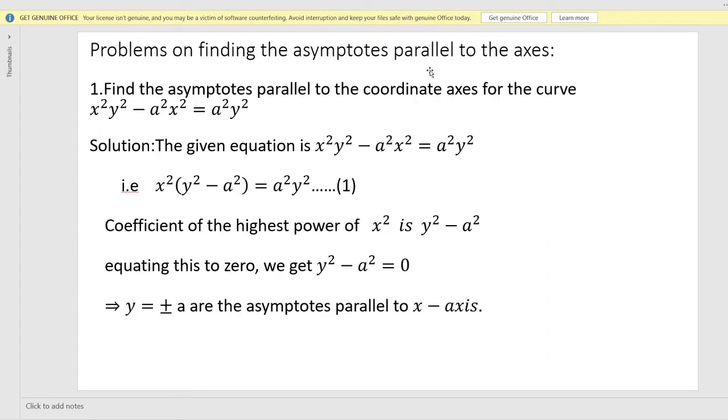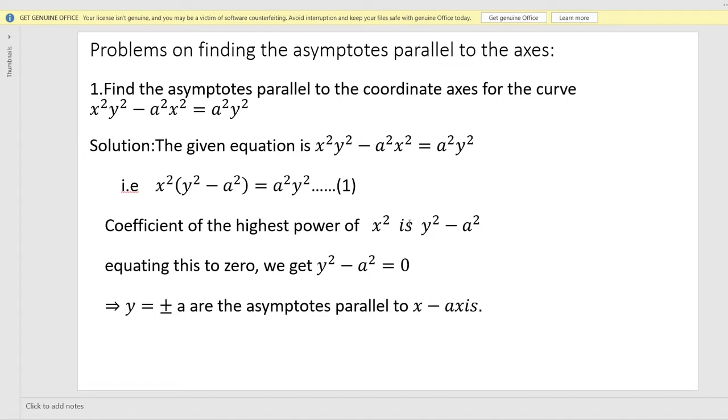Next, problems on finding the asymptotes parallel to the axis. Find the asymptotes parallel to the coordinate axis for the curve x²y² − a²y² = a²x². The given equation is x²y² − a²x² = a²y², right? Here we can take x² as common. We have x²(y² − a²) = a²y². The coefficient of the highest power of x is y² − a². So equate that to 0: y² − a² = 0. After solving, y = ±a are the asymptotes parallel to the x-axis.